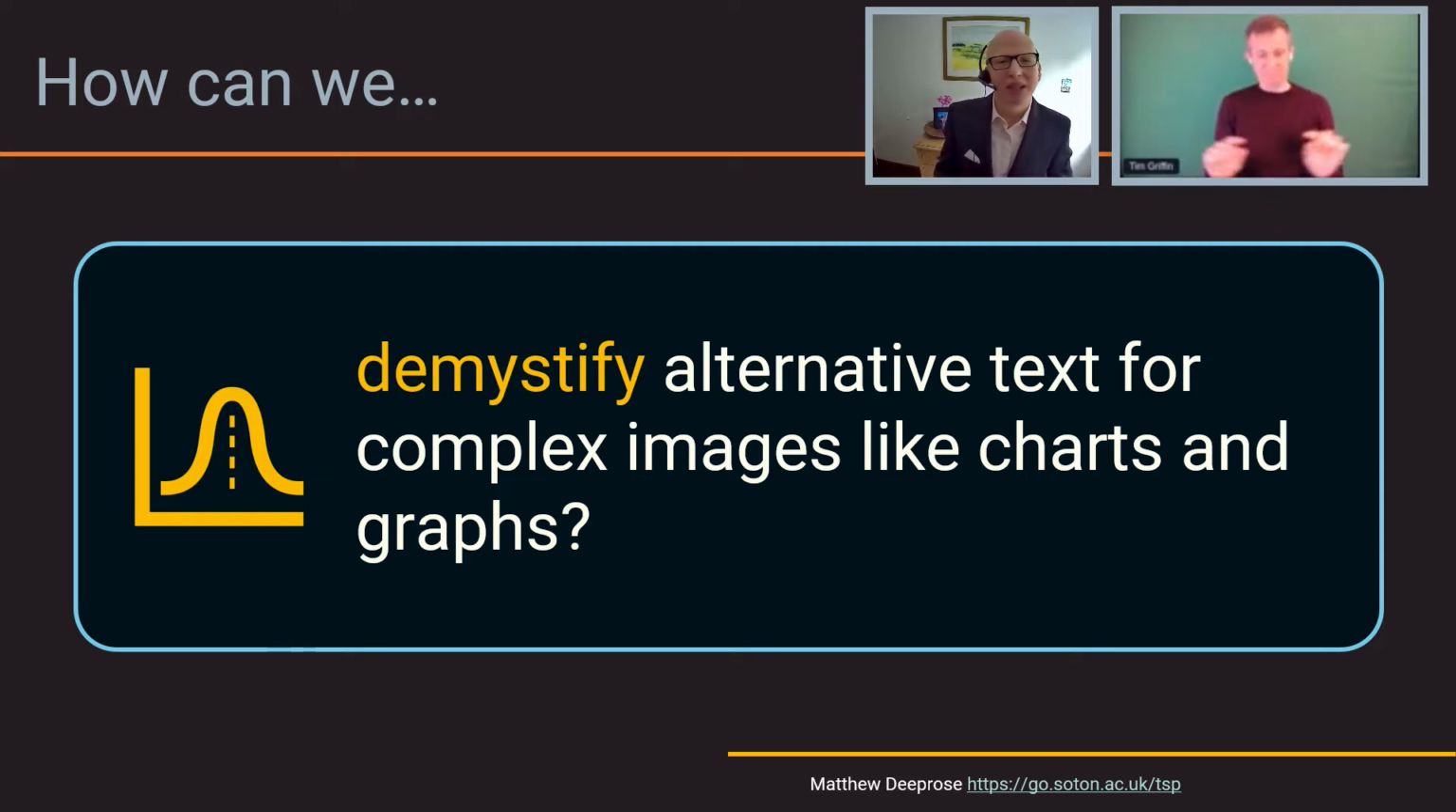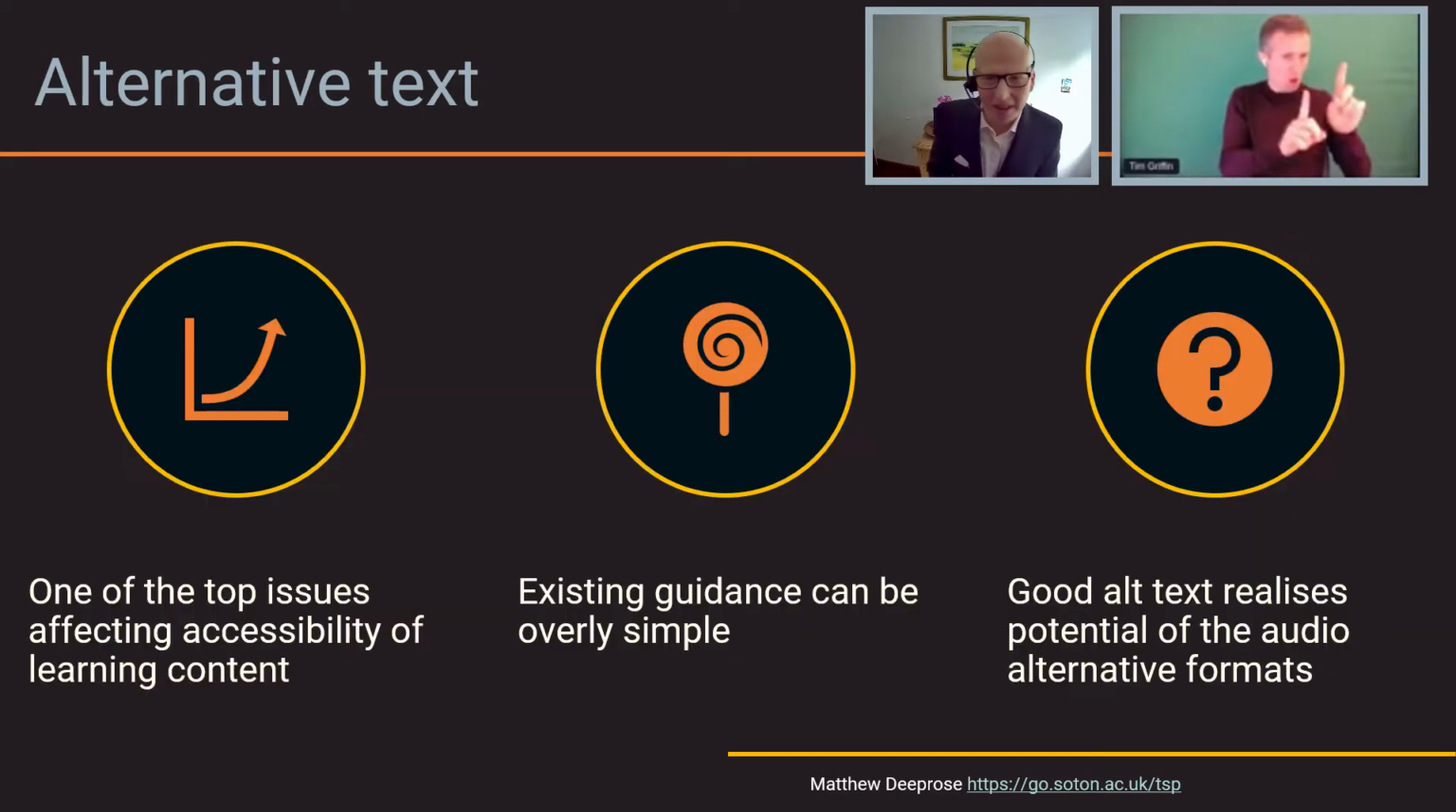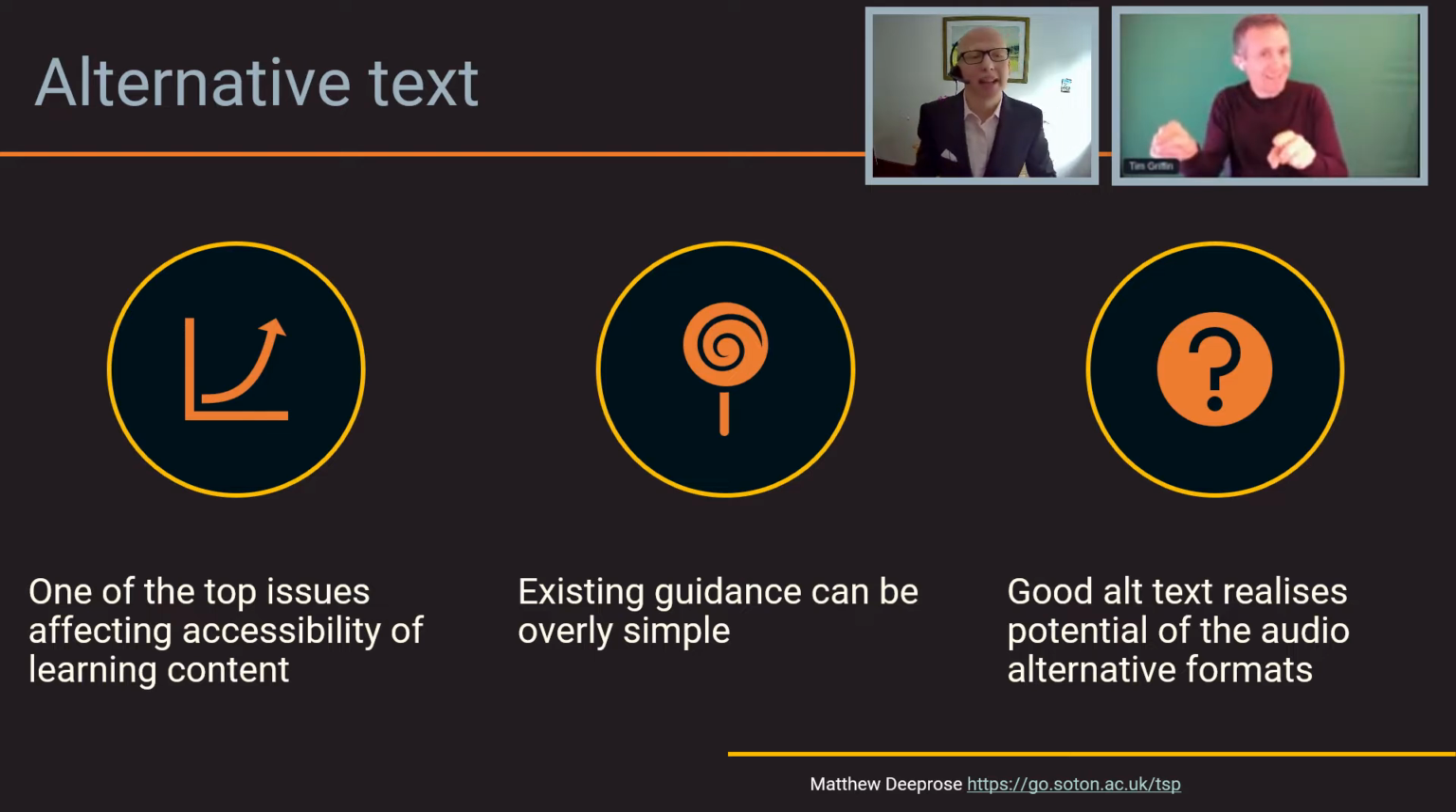First, let's look at writing alternative text for complex images like charts and graphs. How have I tried to demystify that process? Missing or poorly composed alternative text is one of the top accessibility issues affecting learning content at my university. It's also the second most common accessibility issue that the Web Accessibility in Mind, WebAIM organization found in their survey of the million most popular web pages.